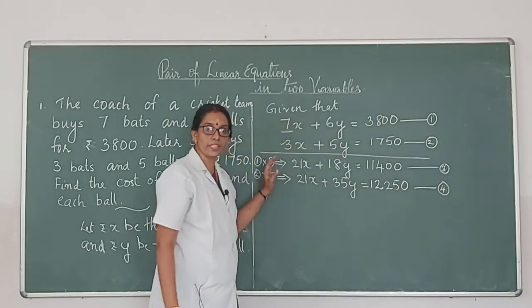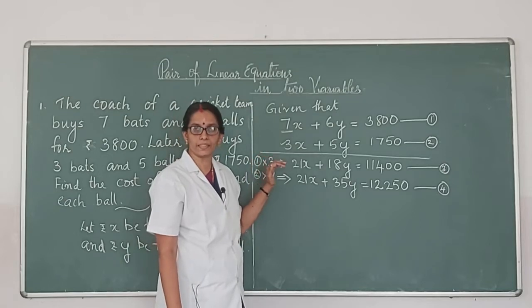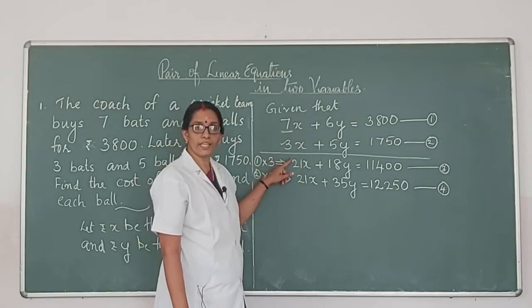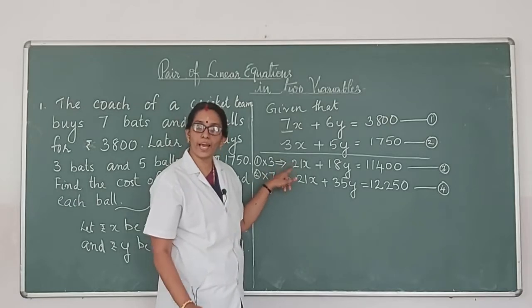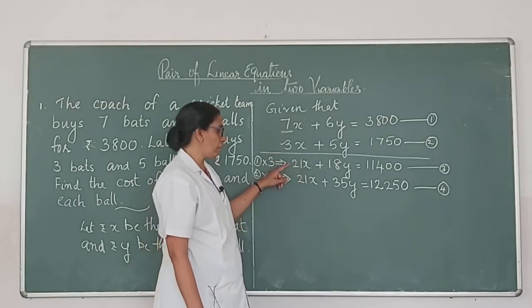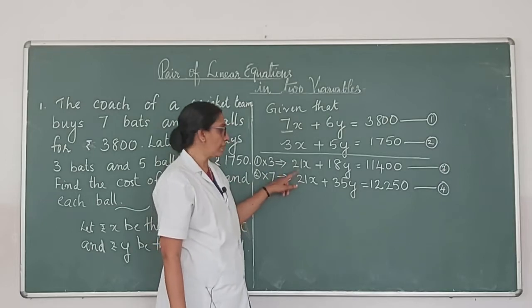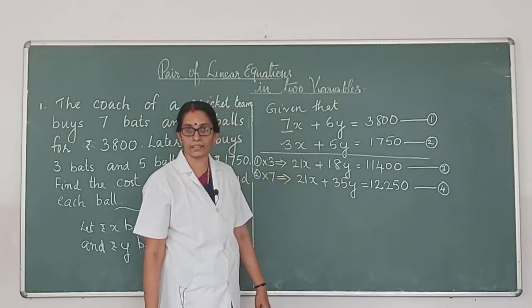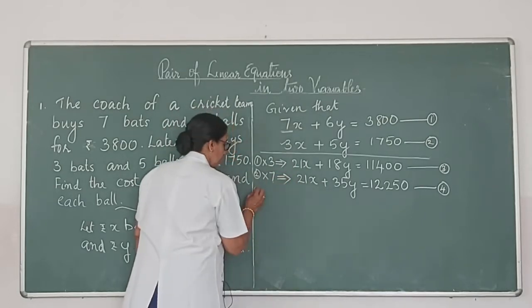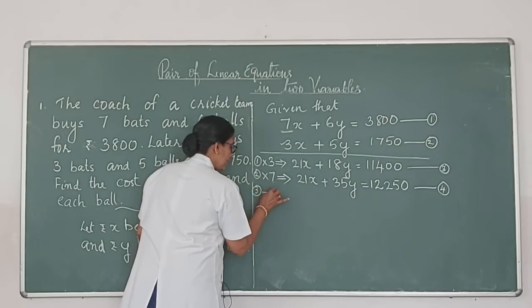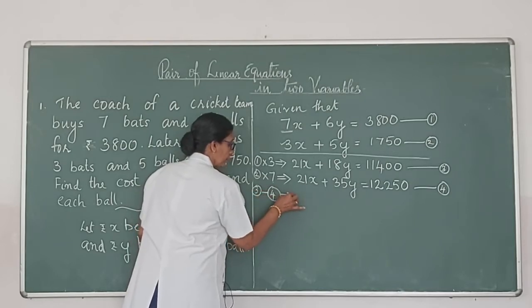What we have to do? Addition or subtraction? How will you decide that? If the terms are having different sign, we have to add. If we have same sign, we have to subtract, then only the term will eliminate. So, here we have same sign, so we have to subtract. So, equation 3 minus equation 4.